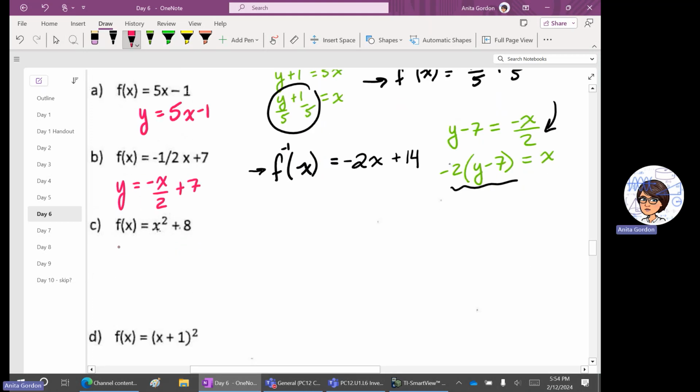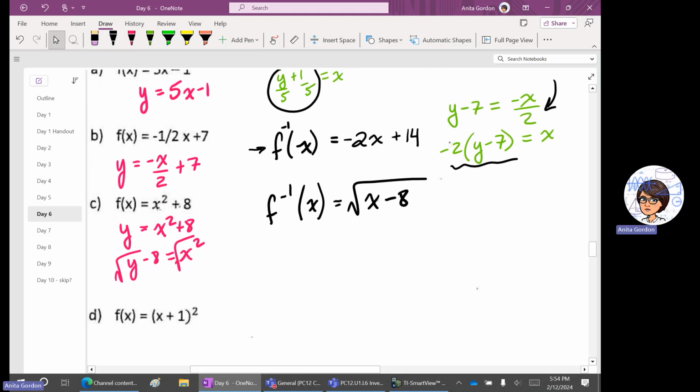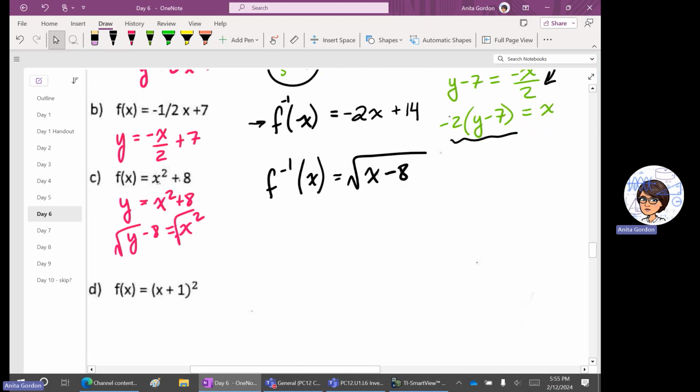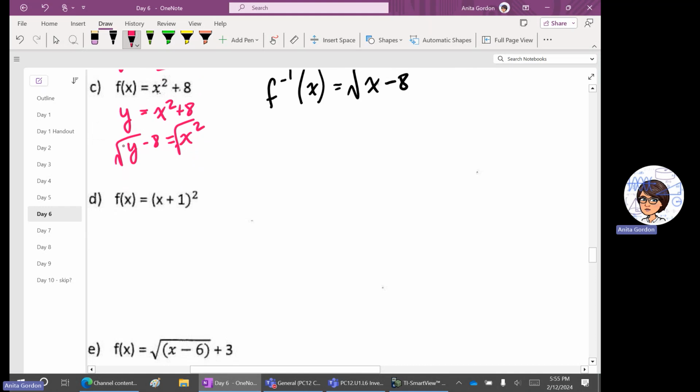All right, same thing here. y equals x squared plus 8. So this is going to be y minus 8 equals x squared. So I need to square root both sides. So my inverse function is the square root of x minus 8. So hopefully you can see this is not really complicated. You just need to pay attention to your BEDMAS rules, right? And your equation-solving rules.